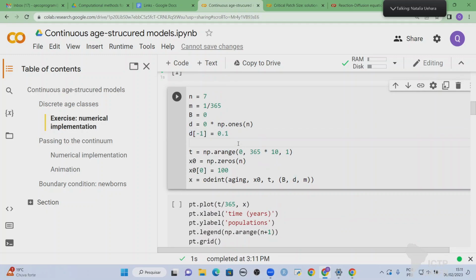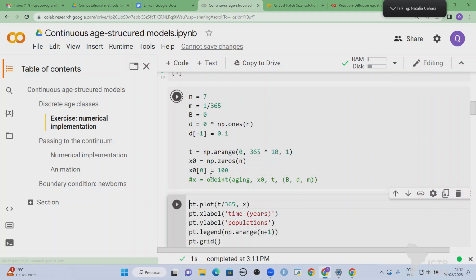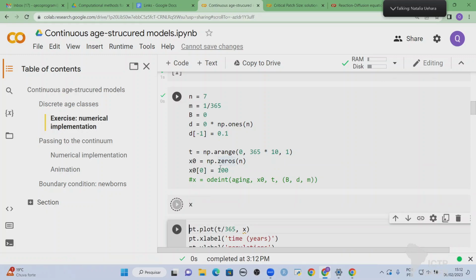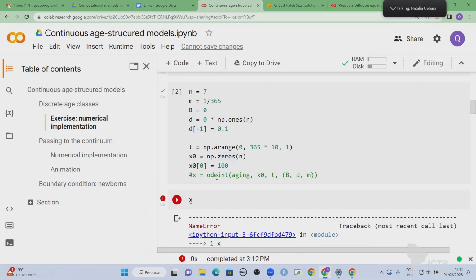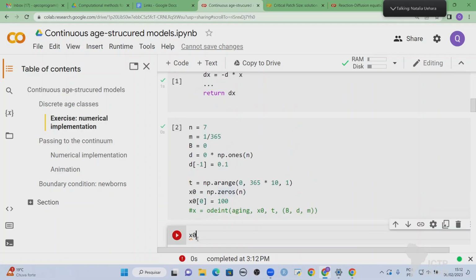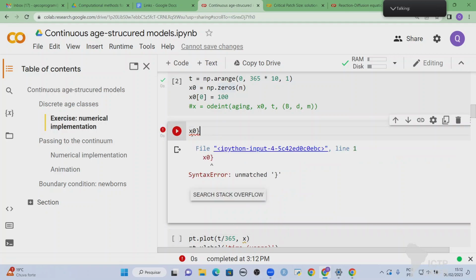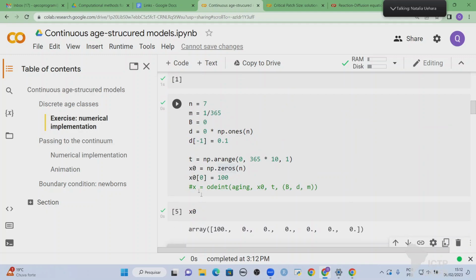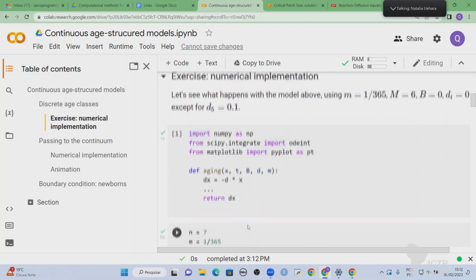But before trying to solve this, let me just look at what is x. So x is an array with 7 values. X0, sorry, X0, is an array with 7 values. I just set the initial condition for it to have 100 individuals in the first age class and 0 in all of the others. Then what is going to happen here?